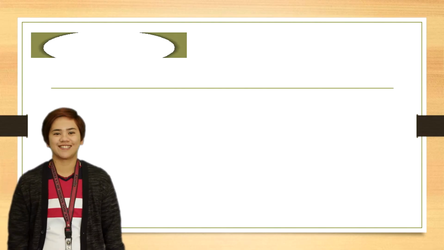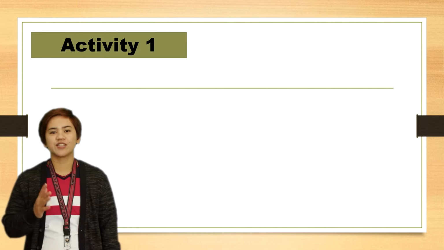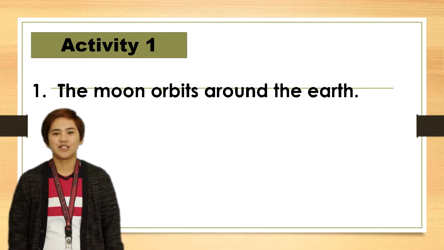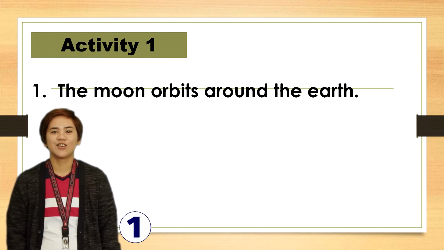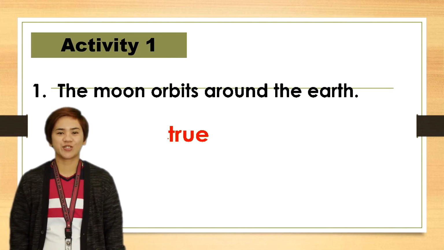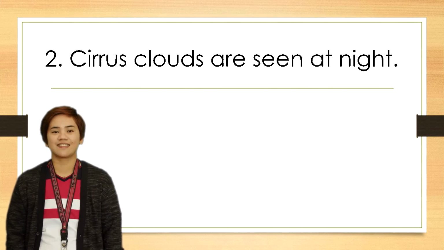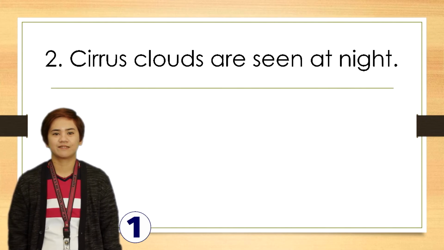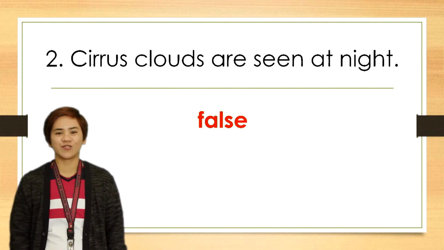Let's see what you've got. For your first activity, your answer will be true or false. Number 1. The moon orbits around the Earth. Very good. The answer is true. Number 2. Cirrus clouds are seen at night. Great! The answer is false.